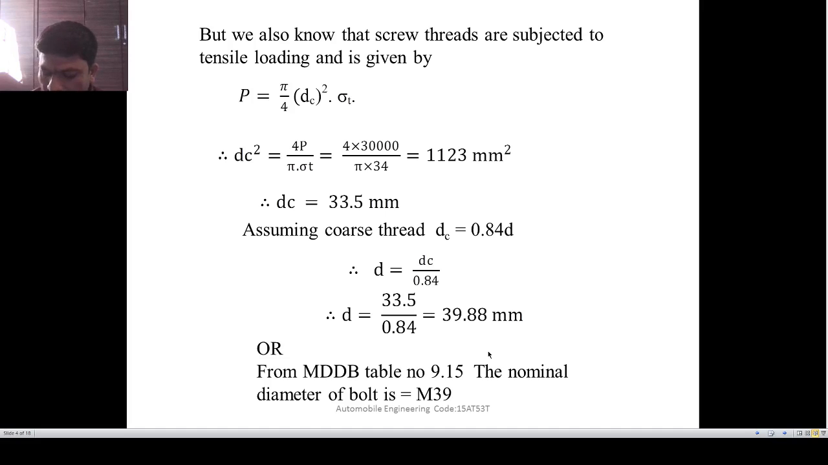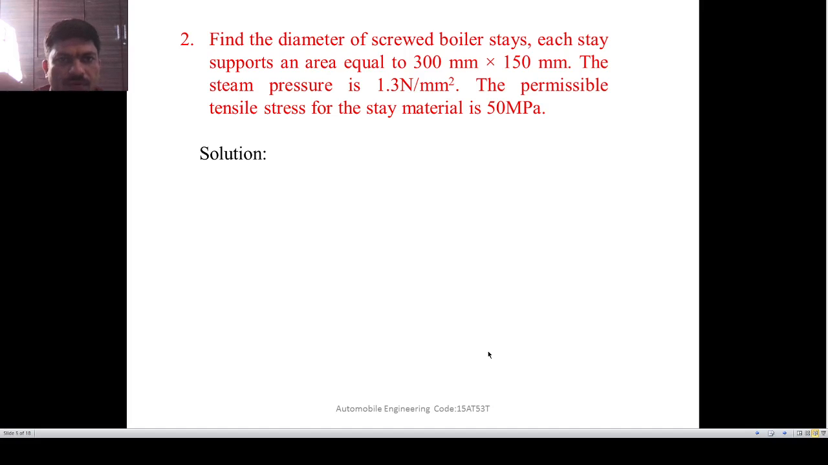This is a little bit the same as compared to the last session problems. So let us go ahead. Let us move on to another type of problem. Now you take down the second problem. Find the diameter of screwed boiler stays.